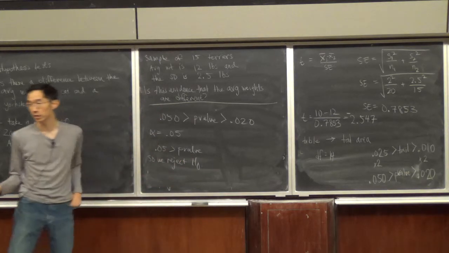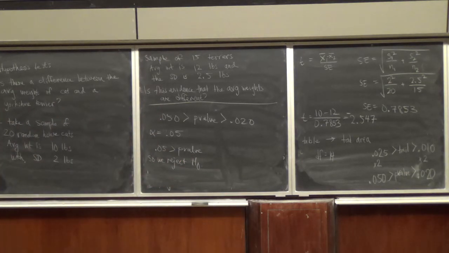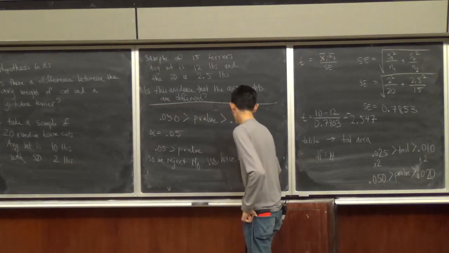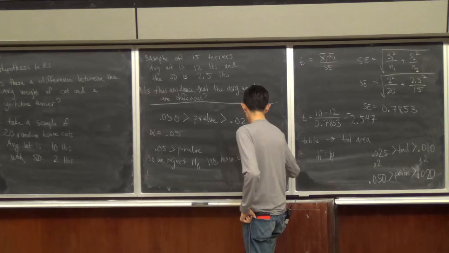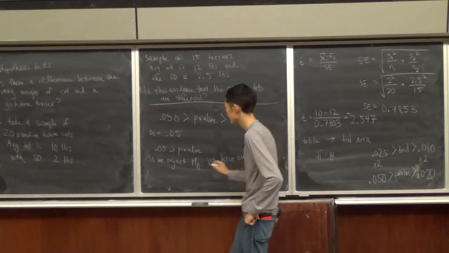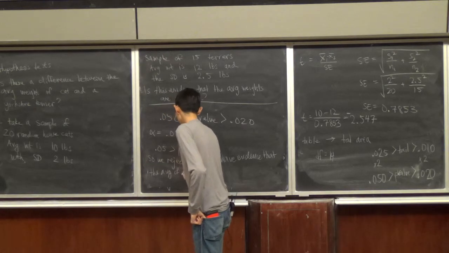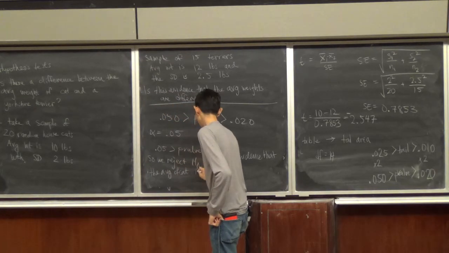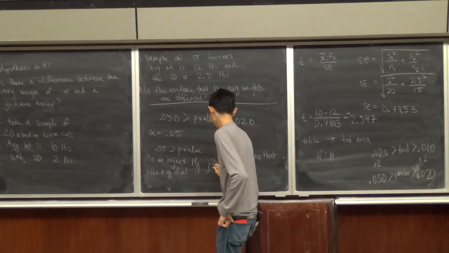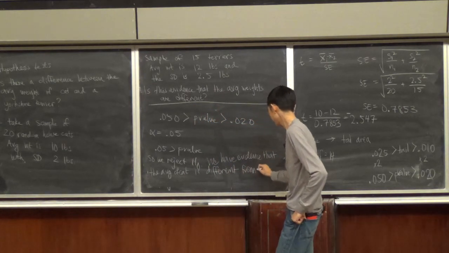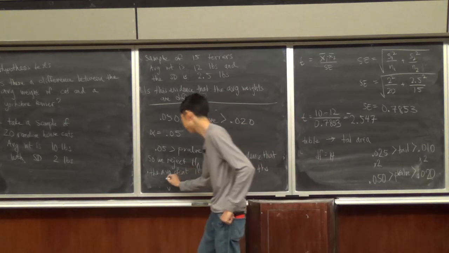the null hypothesis. And what does that mean? We have evidence that the average weight of a cat is different from the average weight of a terrier.